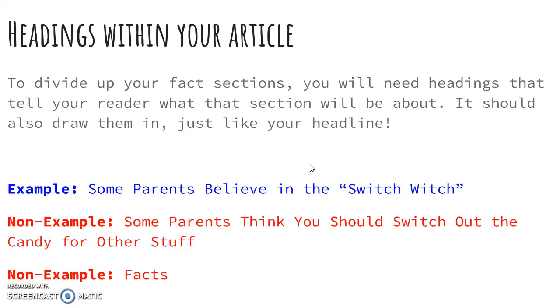Another non-example that's common among student editorials is calling your heading or your section facts, or statistics and facts about candy. Now, your entire article is going to include facts and statistics about your topic. So facts is not specific enough for your article. And furthermore, if you were to call one section facts, that would imply that the other sections within your article are not going to have facts, which would be definitely troubling in a news article that includes lots of research.